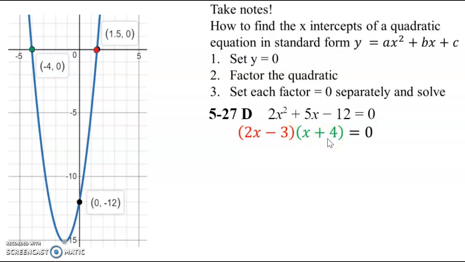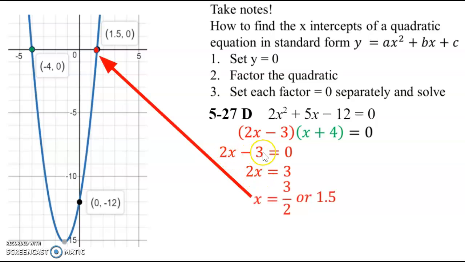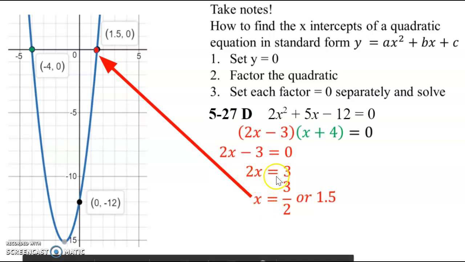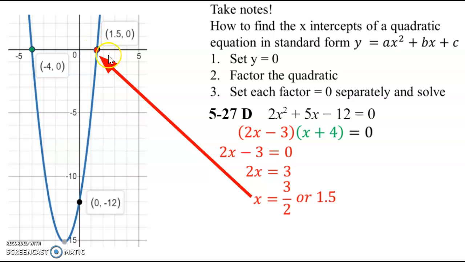Okay, so if you get this, then either the first expression 2x minus 3 has to be equal to 0, or the second expression x plus 4 has to be equal to 0. Let's just deal with 2x minus 3 is equal to 0 first. So that means adding 3 to both sides, you get 2x is equal to 3. And then dividing both sides by 2, you get x is equal to 3 over 2, or 1.5. And that's exactly the x-intercept we have here, 1.5 comma 0.